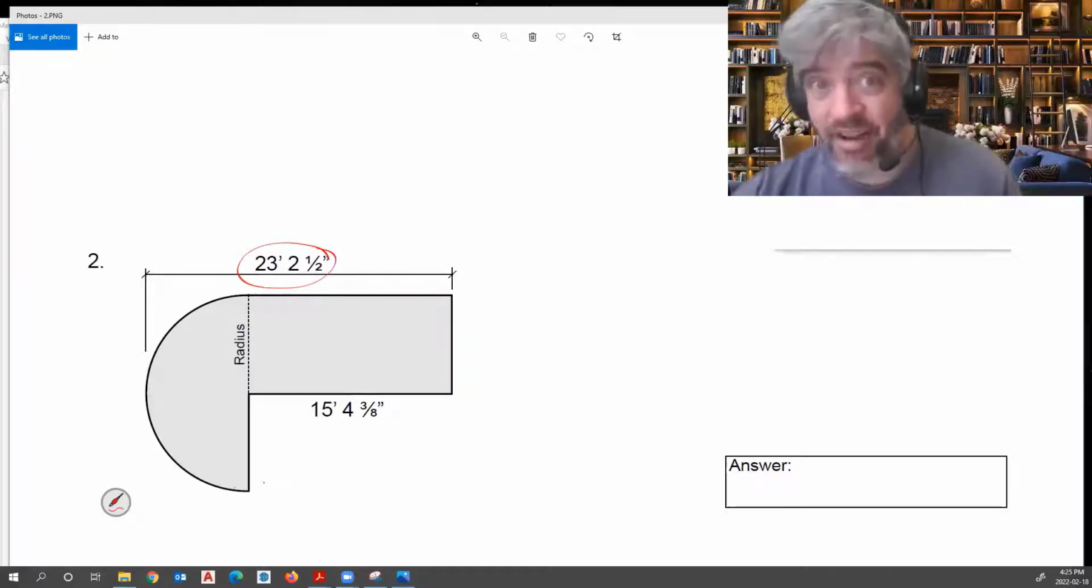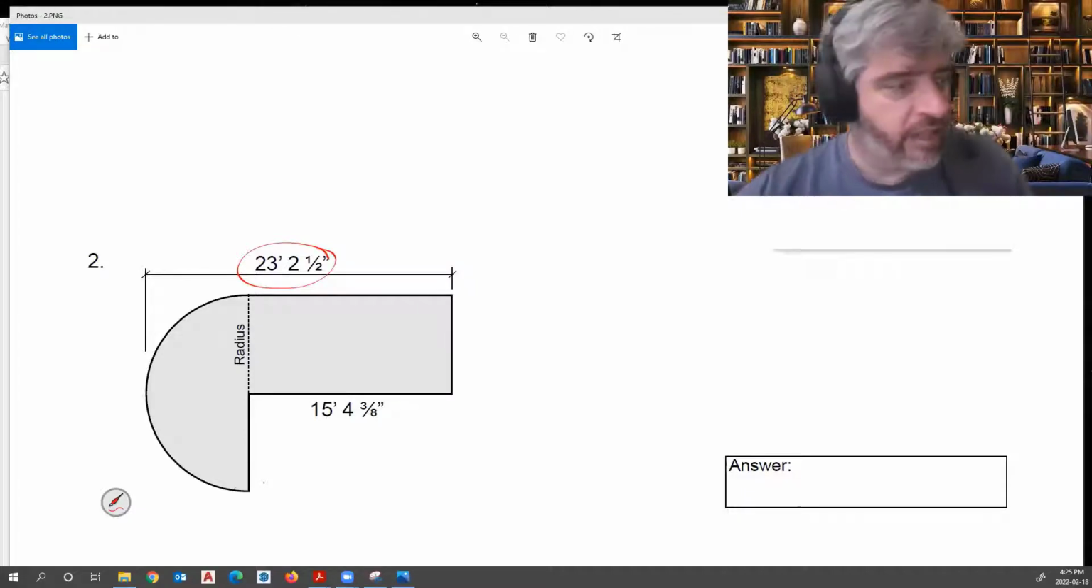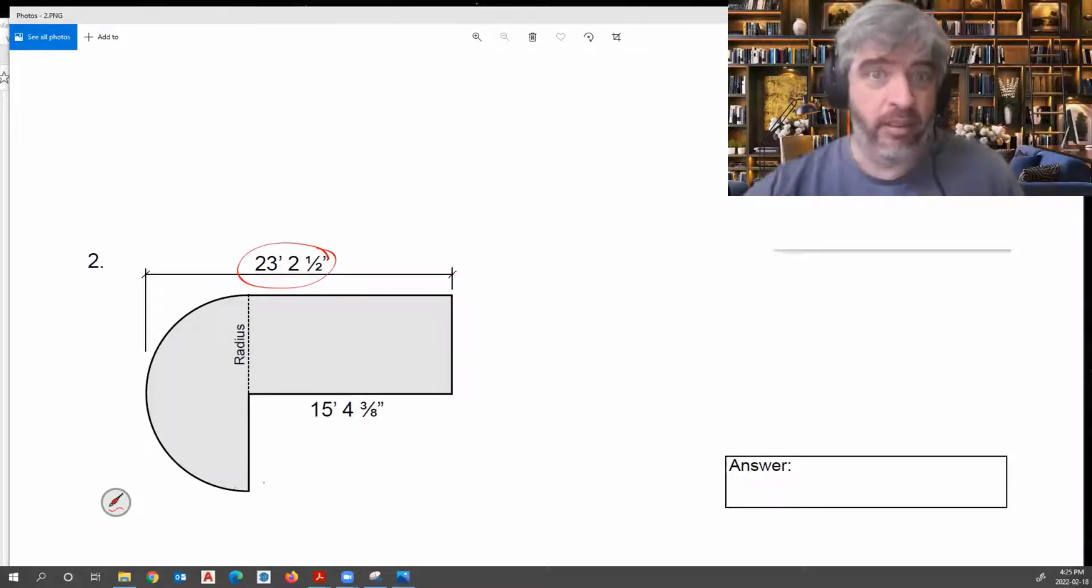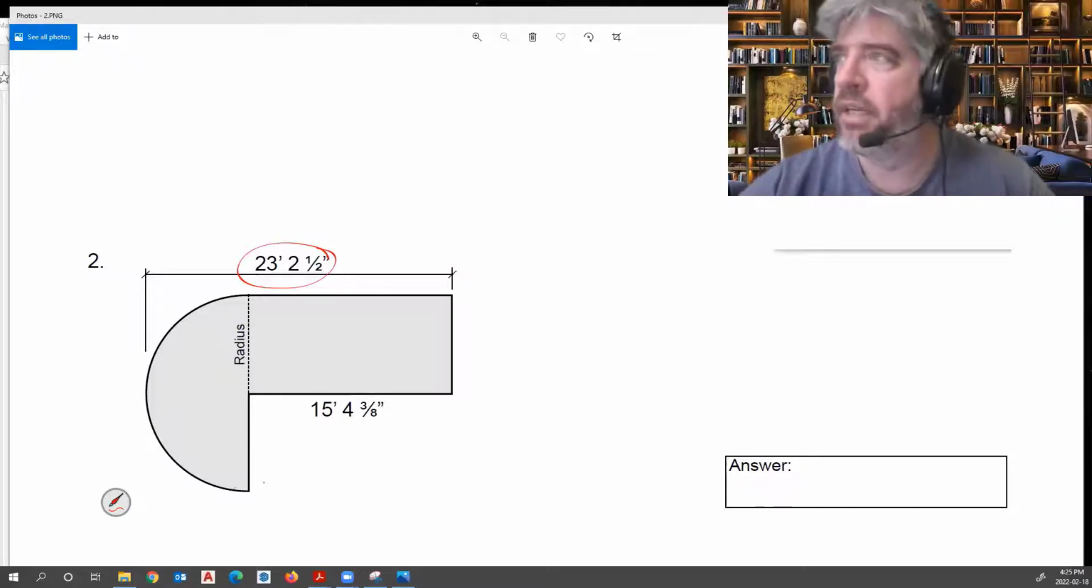You have to use that value to figure out some of the other components, so we can actually calculate the perimeter of this shape, right? Because that number doesn't give us the information we need. We need to break that down, okay?